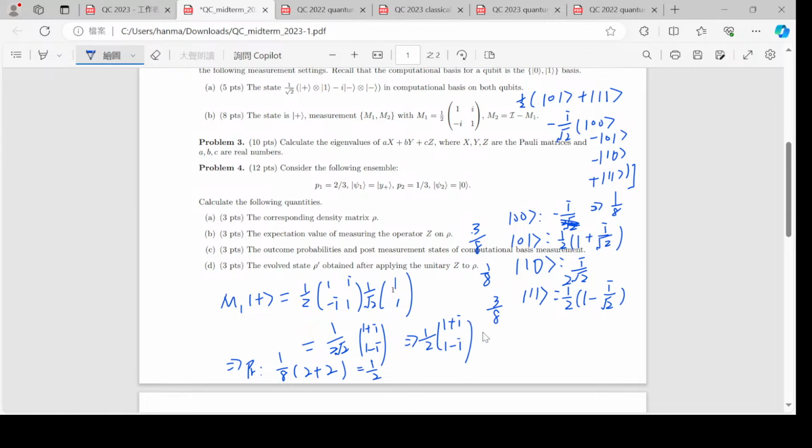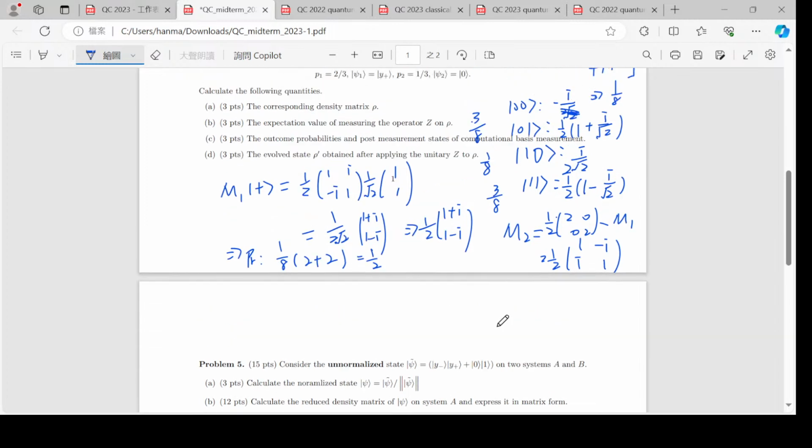Okay, and then N2 on plus. Let's calculate N2 first. N2 is the identity minus N1, so this thing is the identity, 2002, minus 1/2 of N1. So it's 1/2 of, okay, 2 minus 1 equal to 1, and you just change the location of the i. Okay? And N2 is this thing.